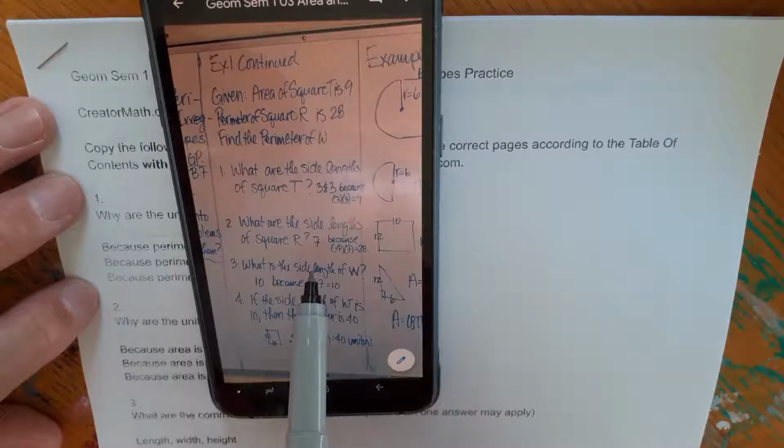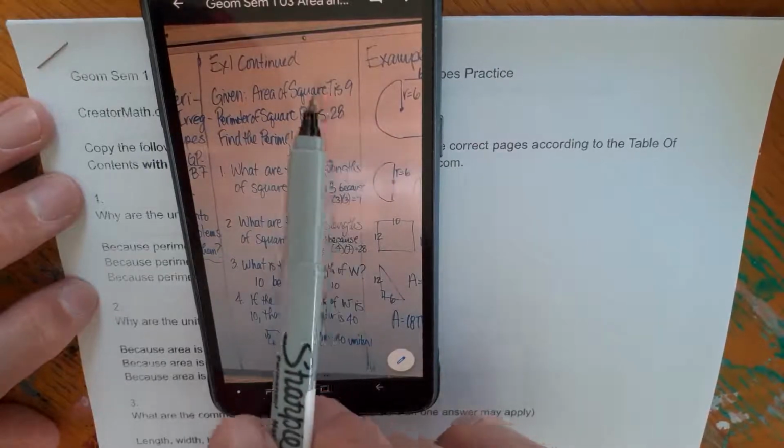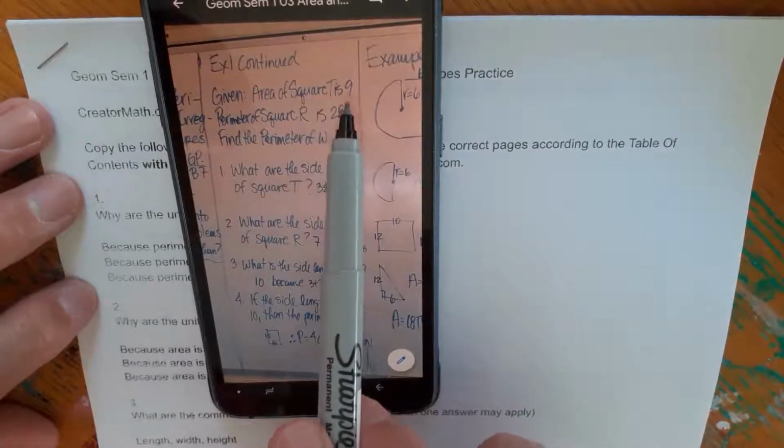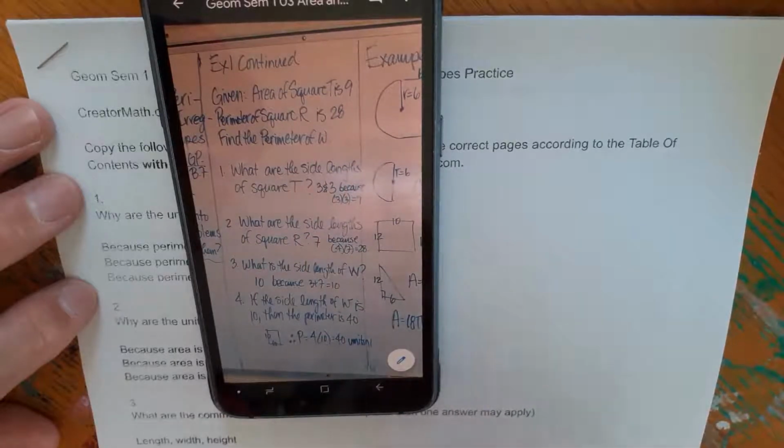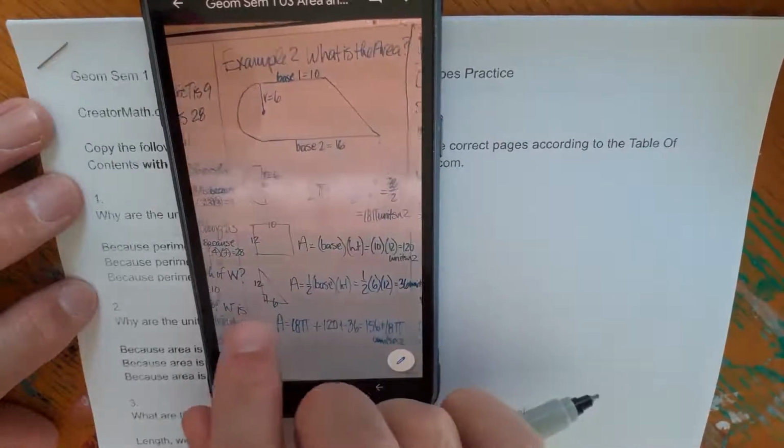So we've done some area and perimeter already quite a bit. So this is going to get a little bit more challenging. It's going to work backwards, give us the area and perimeter, and then ask us what the side lengths are. I'll have you write those into your comp book on the correct pages.